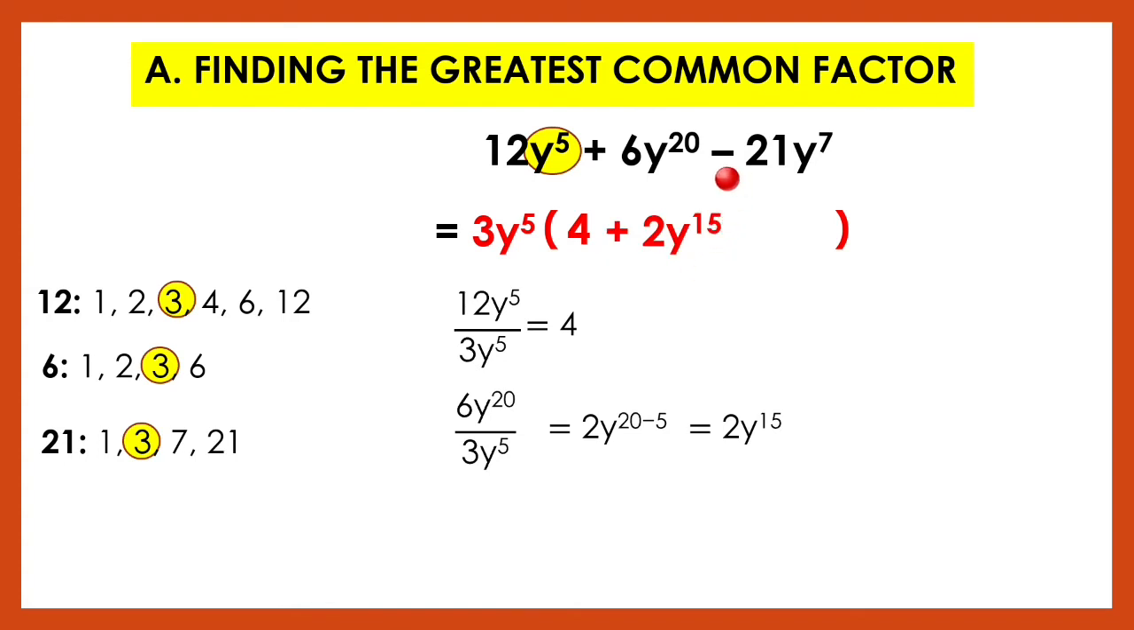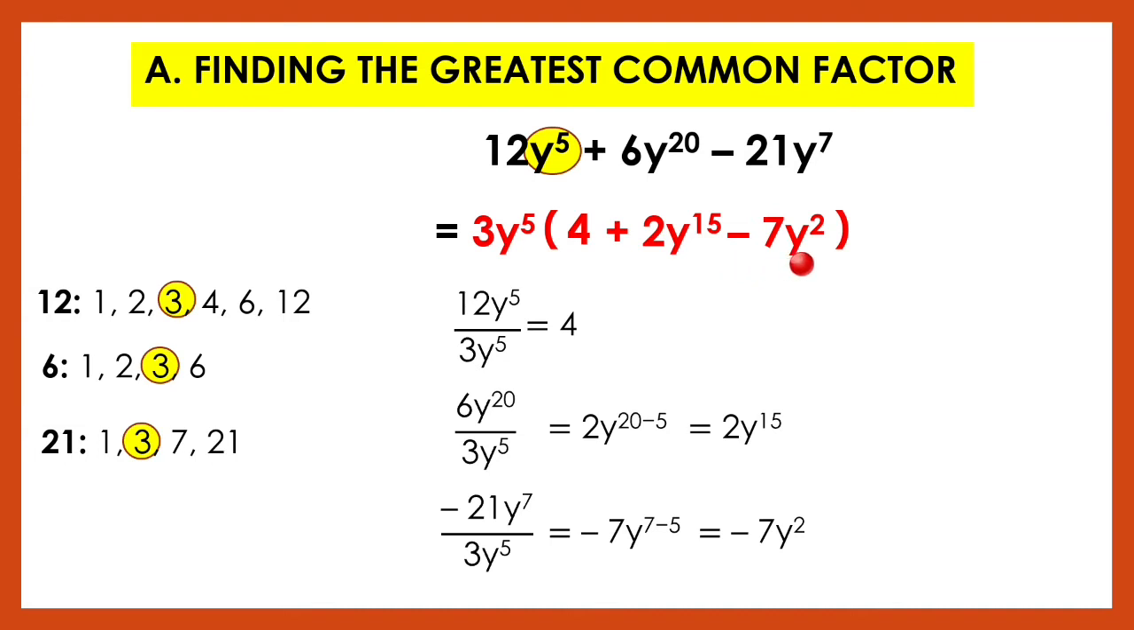And then last, negative 21y raised to 7 divided by 3y raised to 5. What is negative 21 divided by 3? That is negative 7. And then y raised to 7 over y raised to 5 ay equal sa y raised to 7 minus 5. Pagmaminusin natin yung exponent nila. So, what is 7 minus 5? That is 2. So, we have negative 7y raised to 2. So, ito yung ilalagay natin dito sa dulo.